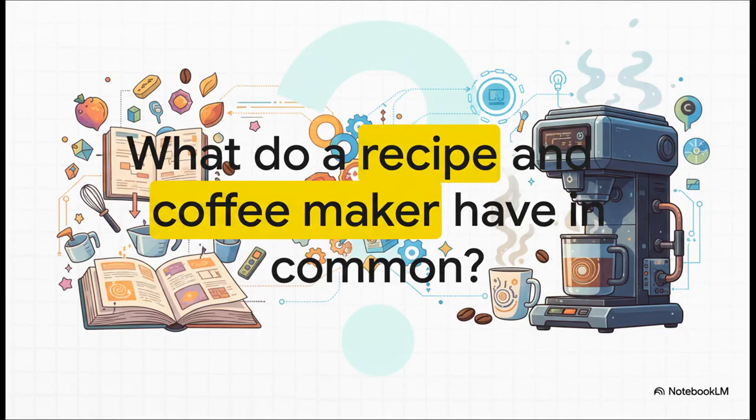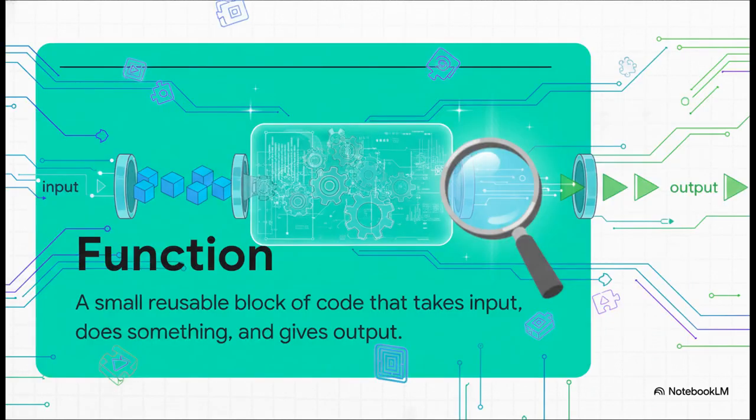So, to kick things off, I've got a little riddle for you. What do a recipe and a coffee maker have in common? Now, I know that sounds a little random, but trust me, the answer is the key to understanding, well, everything we're about to cover. Believe it or not, they're both perfect examples of what programmers call a function. In the world of code, a function is just a small, reusable chunk of code that does three things. It takes an input, it does some work, and then it gives you an output. It's that simple, but man, is it powerful.